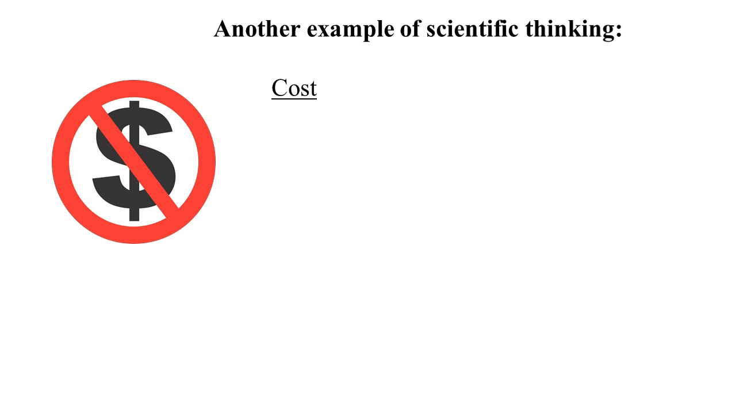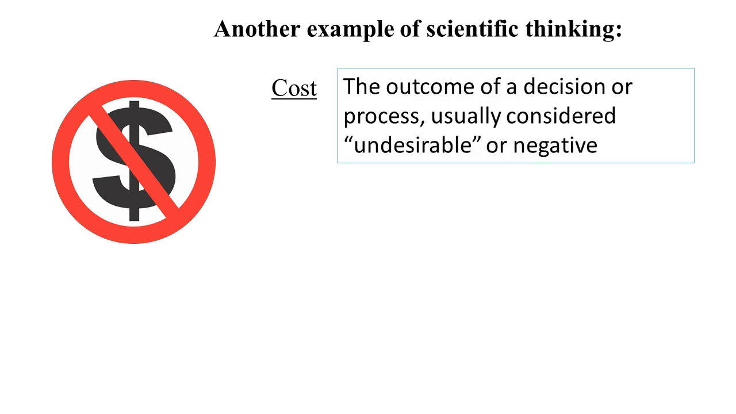Another example of scientific thinking is the term cost. And no, I'm not referring to the monetary value of something. That's where everybody goes as soon as they hear the word cost. They think about money. Well, to a scientist, cost is something totally different. Cost is the outcome of a decision or process, and it's usually considered negative or undesirable.